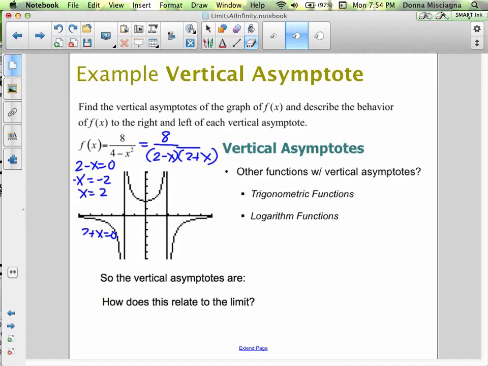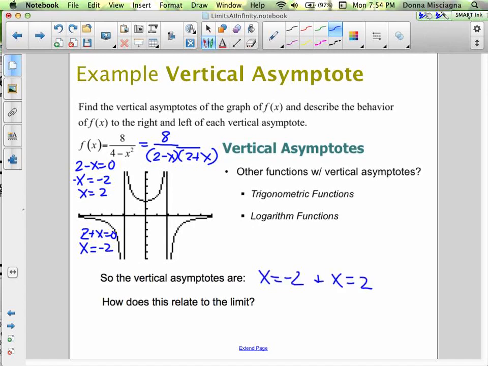X is equal to negative 2. All right, so those are our vertical asymptotes: x equals negative 2 and x equals 2.